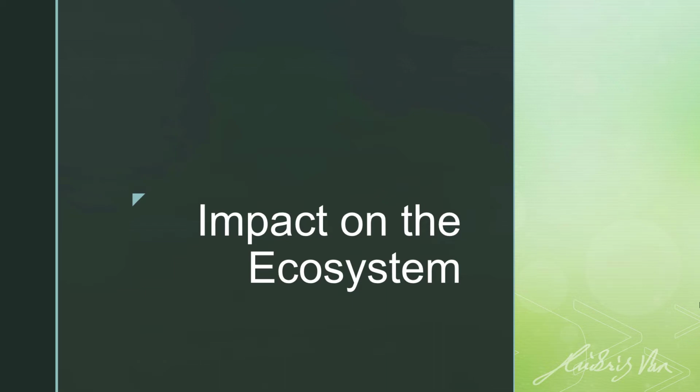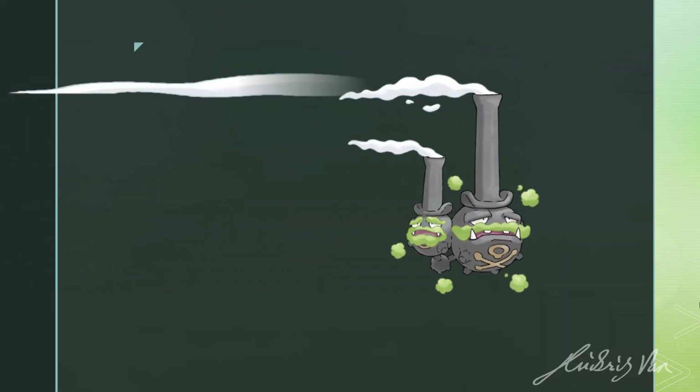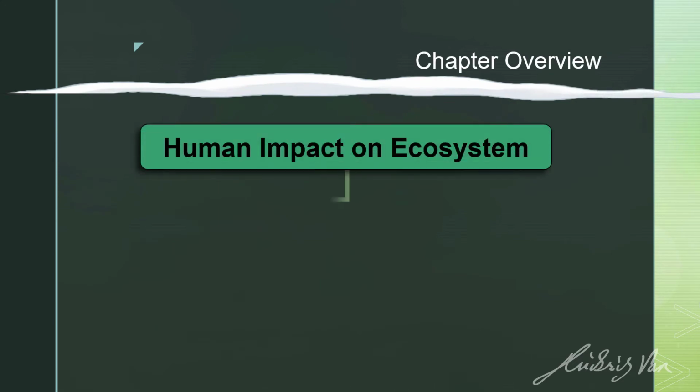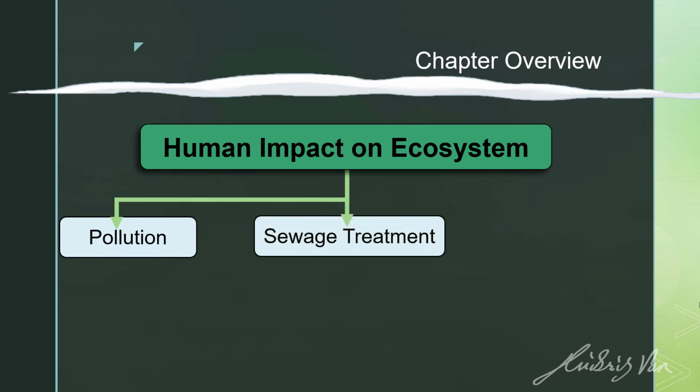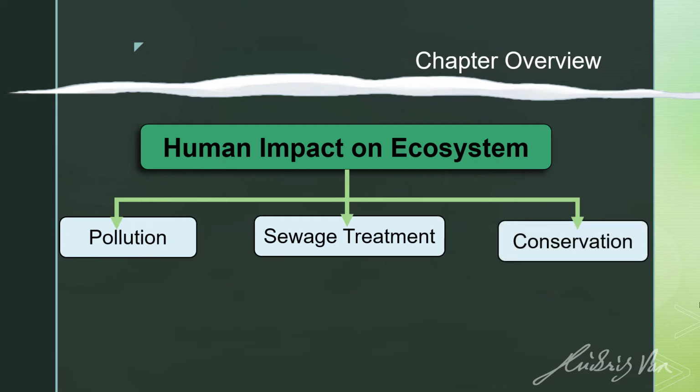In the previous chapter, we have learned about food chain and carbon cycle in ecology. In this chapter, we are going to learn about the impact humans have on the ecosystem. So just a brief chapter overview. First, we are going to learn about pollution. Next, we are going to learn about sewage treatment. And finally, in the last video, we are going to learn about conservation.